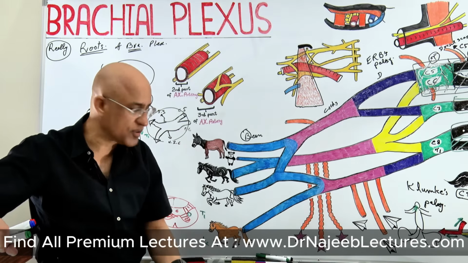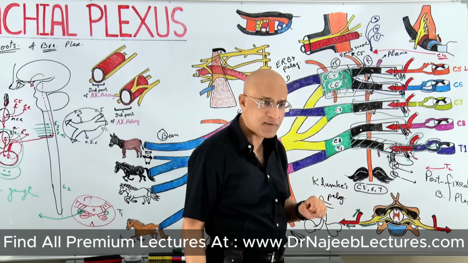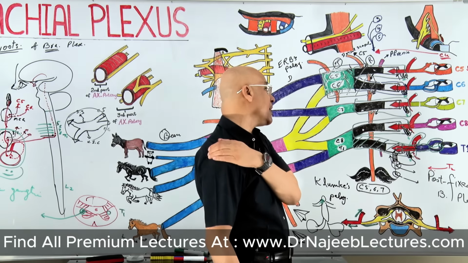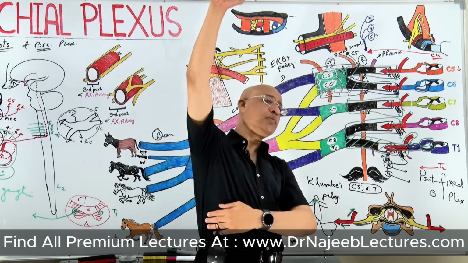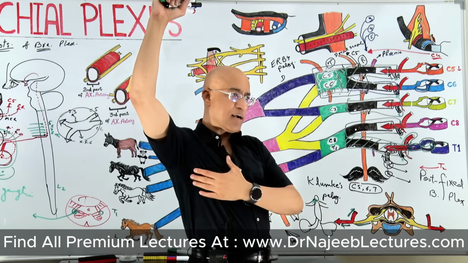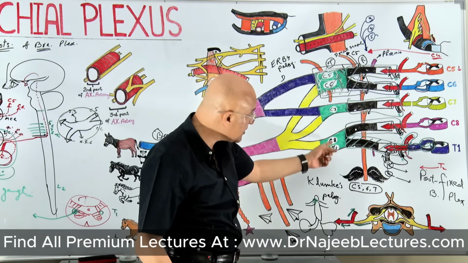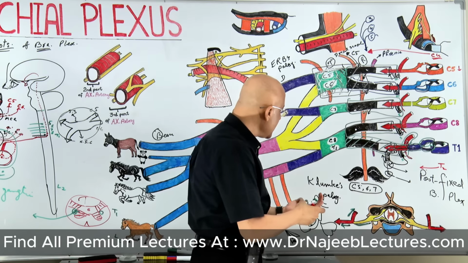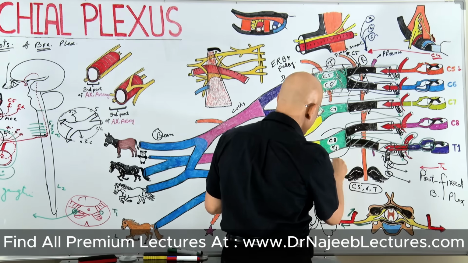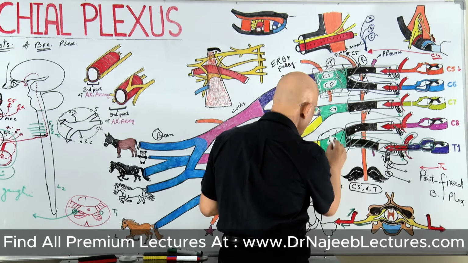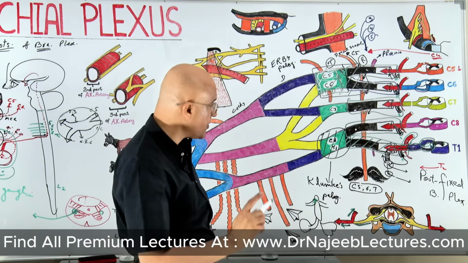Here just a little discussion. Now let's compare Erb's palsy with Klumpke's palsy. If the shoulder becomes too much down and the head becomes like this, which palsy will you have? Erb's palsy. But if it becomes too much like this, right, the trunk and this are separated, and the lower part of the plexus is overstretched or injured, then the injury will be in this zone. And if the injury is in this zone, then what is this? Klumpke's palsy.